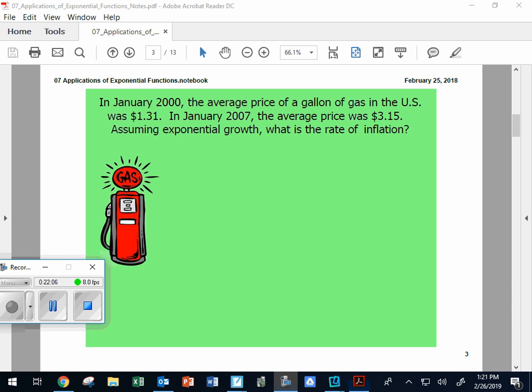Okay. Do you remember that it starts with the end? Which is kind of weird, but it's true. Then it's the start times 1 plus the rate to the x, which is the time. They give you all those things. Just stick in everything they give you. There'll be one thing they don't give you, and you solve for that.